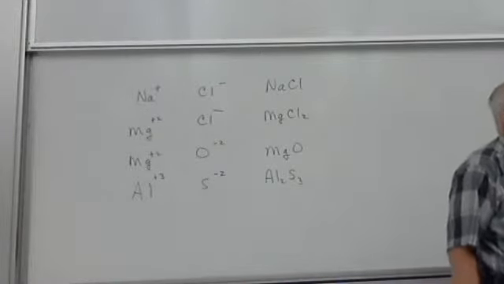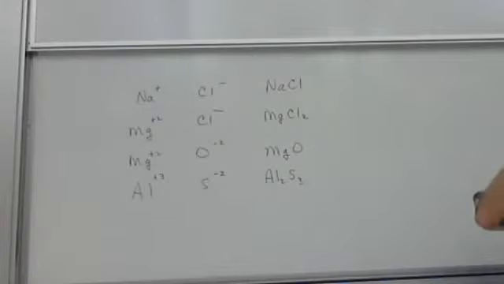So if I have a 2 and a 2, and you crisscross them and get a 2 and a 2, that's wrong. It would be a 1 and a 1. What if you had a 4 and a 2? It'd be a 1 and a 2. You have to remember to reduce it.